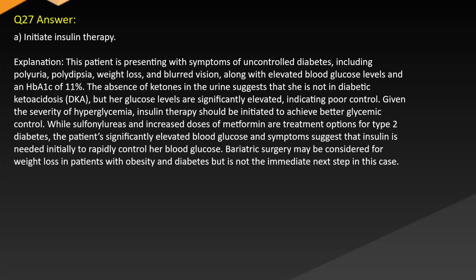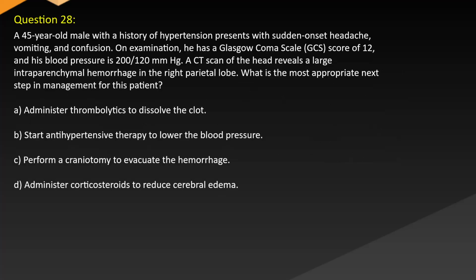Given the risk of hypoglycemia, insulin therapy should be initiated to achieve better glycemic control, while sulfonylureas and increased doses of metformin are treatment options for type 2 diabetes. The patient's significantly elevated blood glucose and symptoms suggest that insulin is needed initially to rapidly control her blood glucose. Bariatric surgery may be considered for weight loss in patients with obesity and diabetes, but is not an immediate next step in this case. Question 28.